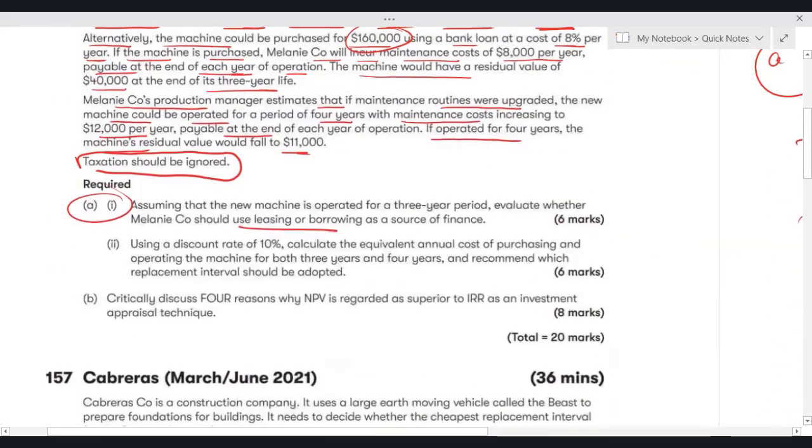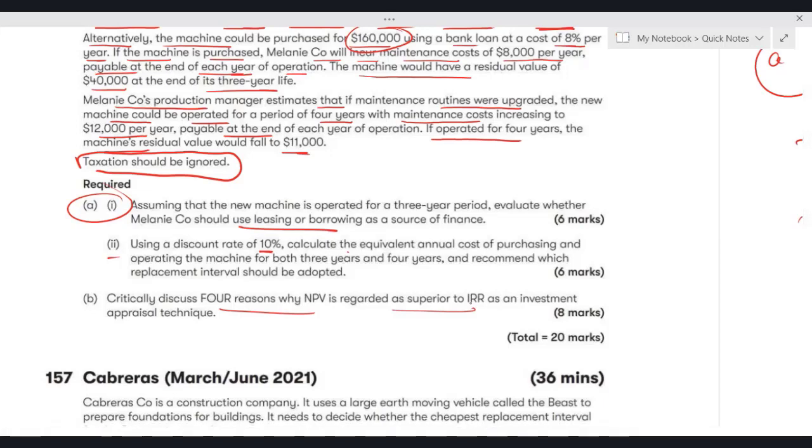Okay, now look at this. A2. Using a discount rate of 10%, calculate equivalent annual cost. We have not discussed this so far, so we need to discuss the topic. Critically discuss 4 reasons why NPV is regarded as superior to IRR. Okay, quickly answer. We did discuss yesterday.